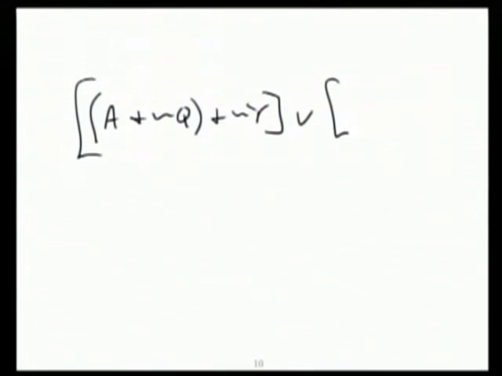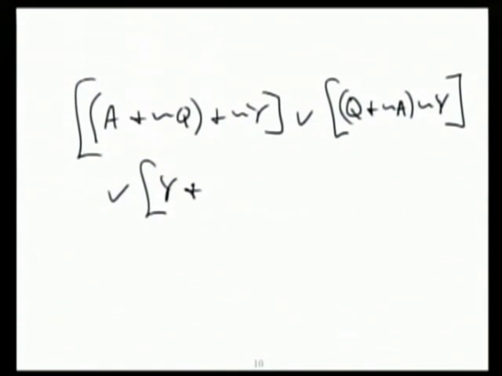One is A and not Q and not Y, or, this time it's or, Q and not A and not Y, or Y, not A and not Q. Check that. I think that's right.